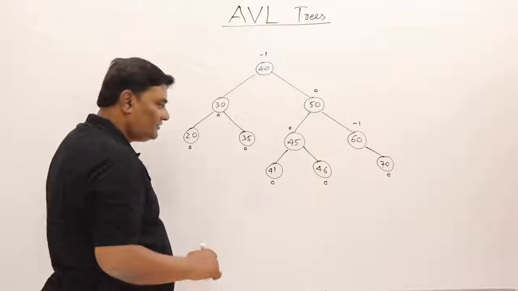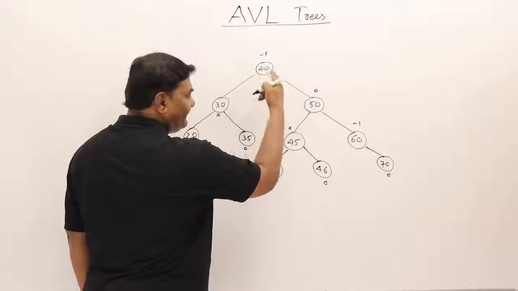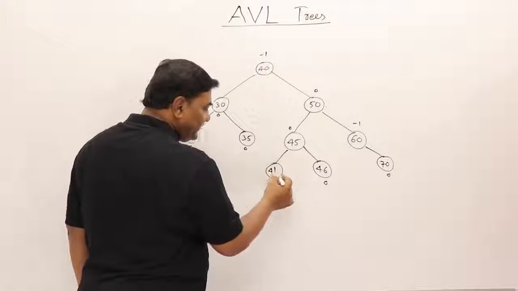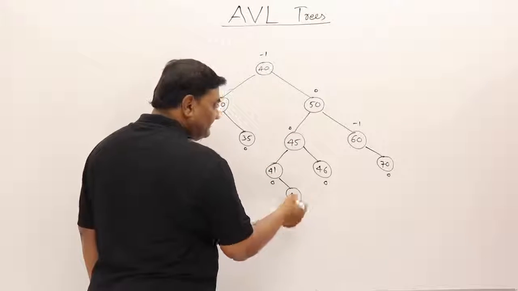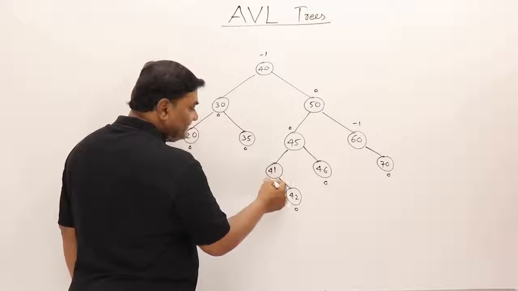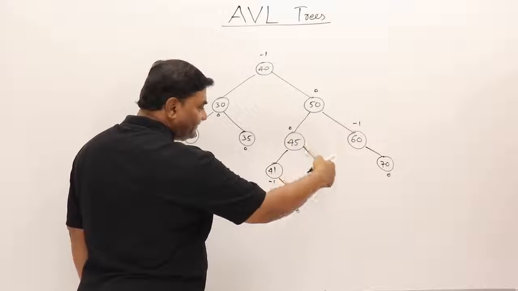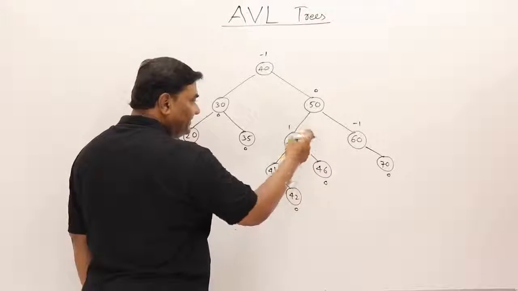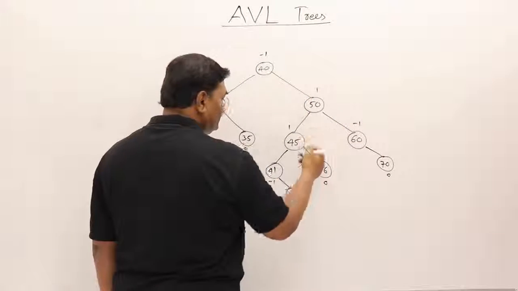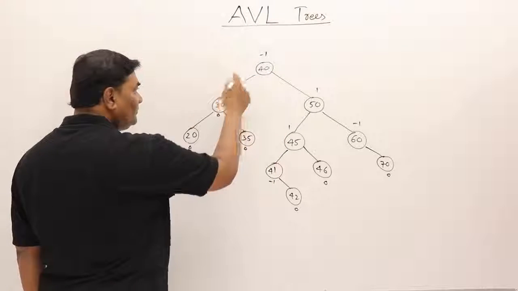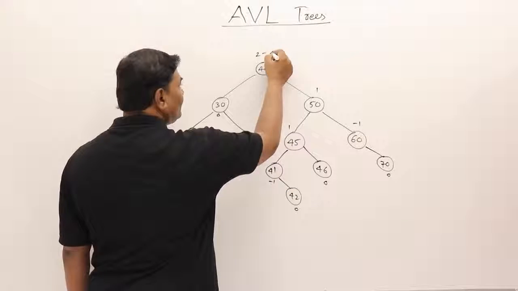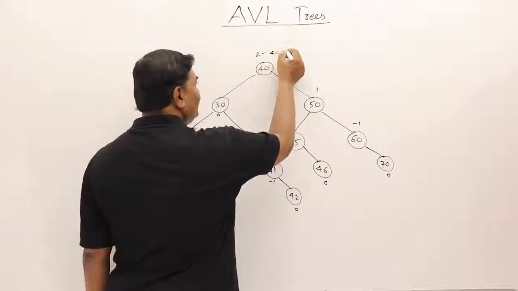Now I will insert a new node, that is 42. So 42 is greater than 40, less than 50, less than 45, but greater than 41. So 42 comes here. Let us see what happens. I'll update the balance factor. This becomes 0. This becomes minus 1. This becomes 1, 2, and this is 1. So this becomes 1. And this is 1, 1, 2, 3, and this is 2. So this also becomes 1. And what about this? This is 1, 2. So this is 2 minus 1, 2, 3, 4. 4. And this is minus 2.